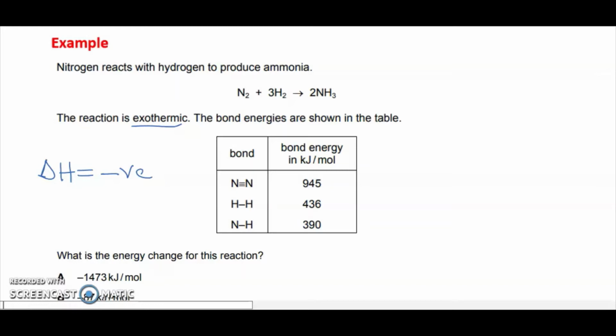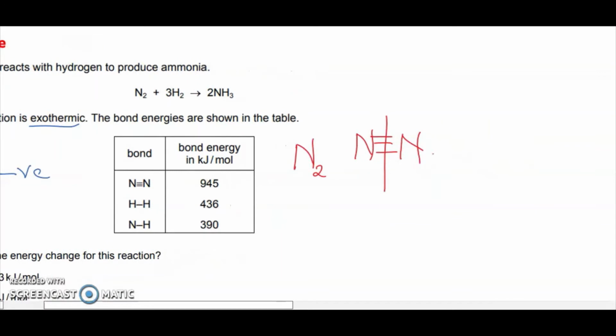Now, the bond energies are shown in the table. You can see we have the bond energies here. What does this information mean? We have, for example, a nitrogen molecule. A nitrogen molecule is made up of two nitrogen atoms like we have here, and they are linked by triple covalent bonds. If we want to break that bond to produce separate nitrogen atoms, we need a certain amount of energy, and that energy has been given here in the table.